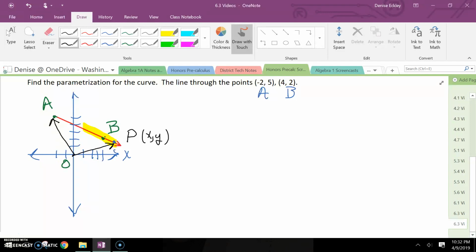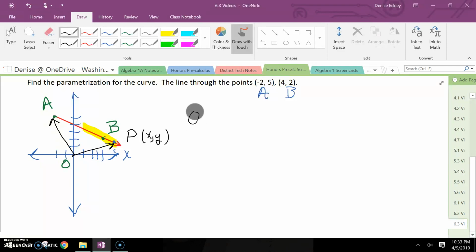Then what I did is I drew two vectors, OP and AO, because what I can see is if I add AO and AP, I will get the resultant vector OA from adding the two together. And that's the idea I'm going to use.